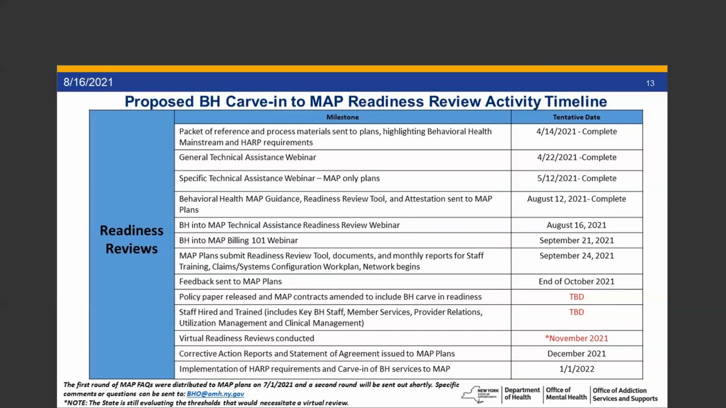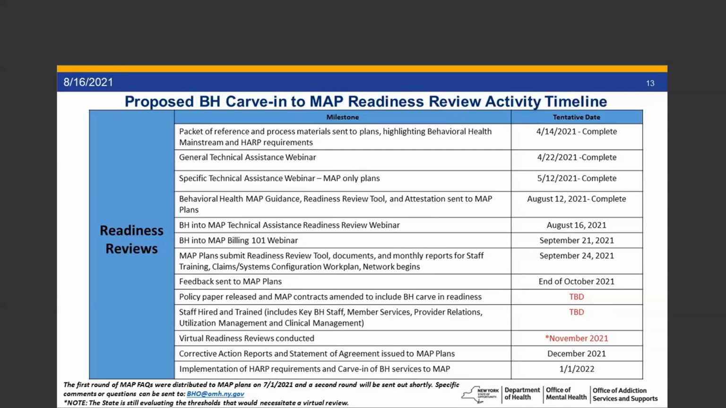We are going to be releasing a policy paper and amending MAP contracts to include the behavioral health services. We have TBD here. We don't have an exact date, but do know that that will obviously be happening sometime in the late fall, early winter. And we would also at some point be expecting that the staff would be hired, trained, ready to go for that January transition, but we've not yet set a firm date for that piece.